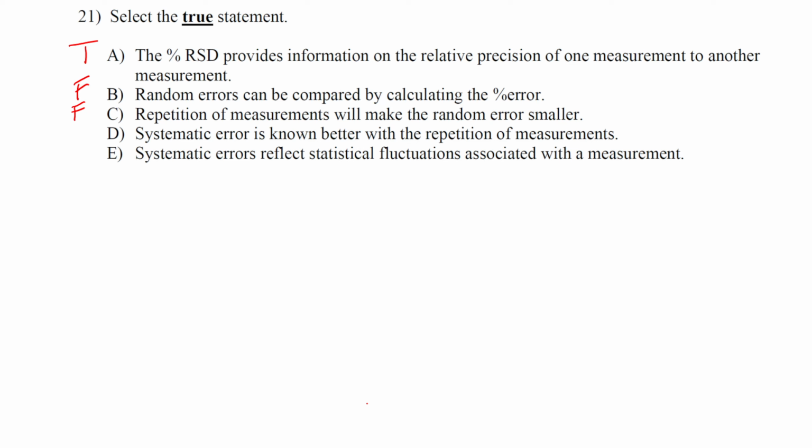Systematic error is known better with repetition of measurements. No. Random errors, systematic errors, you'll never be able to determine it by doing more measurements. That's the nature of it, right? If you have a ruler that is too short, everyone will always measure too tall. You will never see it.